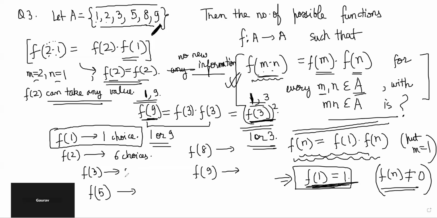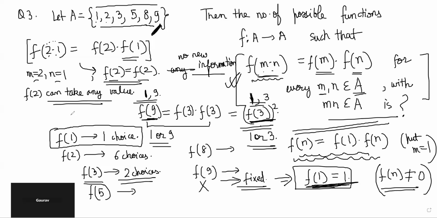2. If you have put the two choices here, then we don't have to worry about f of 9 because it is automatically fixed. Do you understand what I'm saying? Yes, sir. Once f of 3 is decided, f of 9 is automatically decided. Yes.